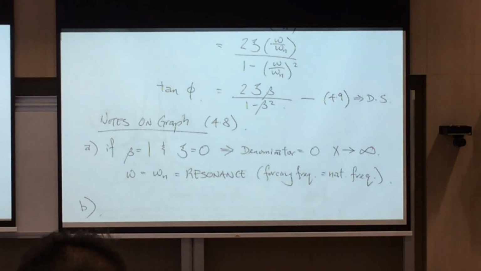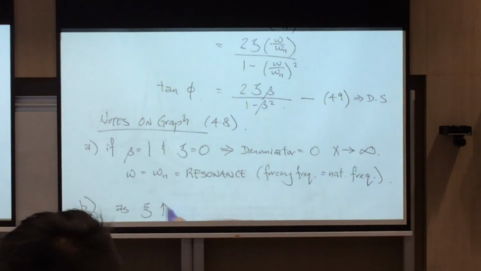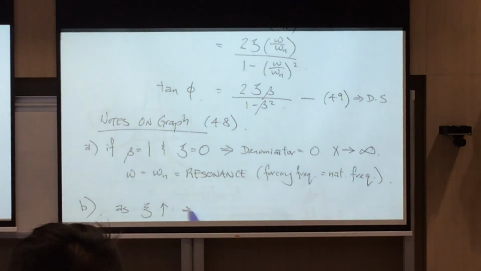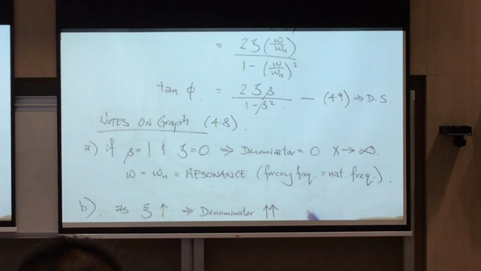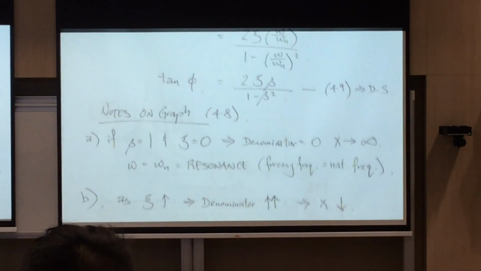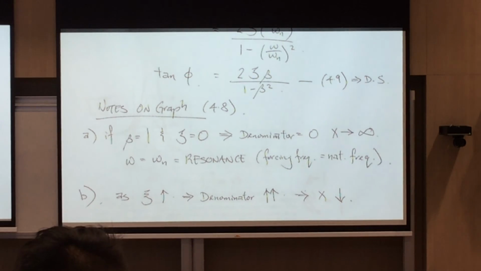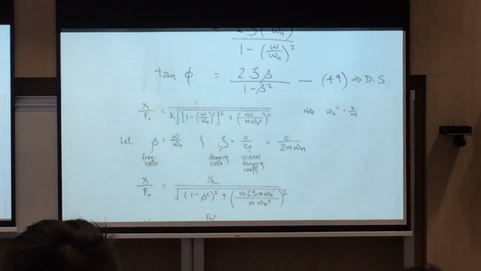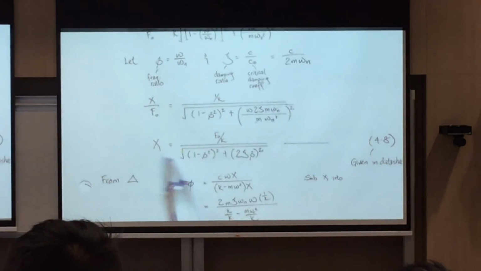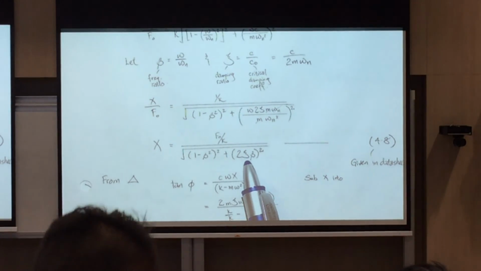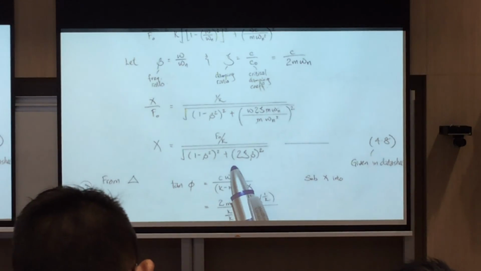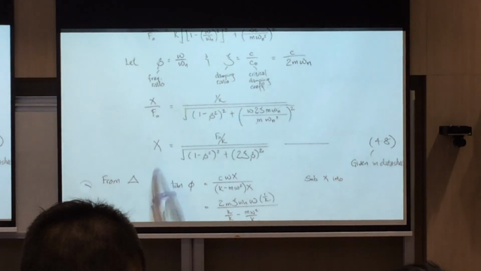So another thing we can observe is as zeta increases, right, our denominator is going to be very large. And if our denominator is going to be very large, this is going to translate to the reduction of X. Okay, so in this equation again, if our zeta is increasing, right, denominator becomes big, your x will become small. Okay.